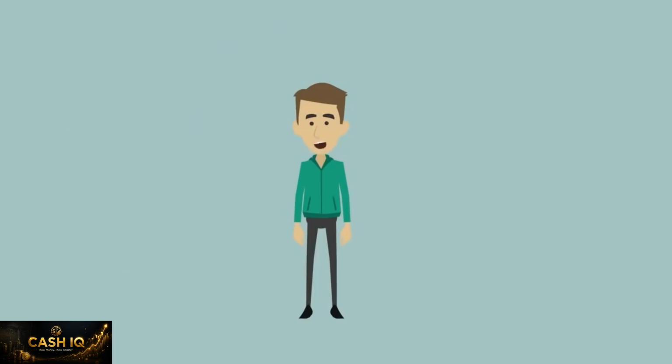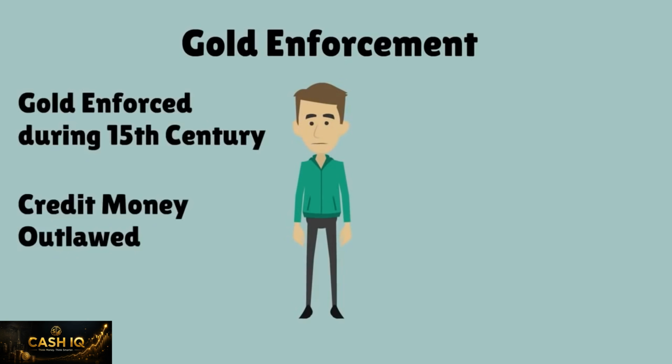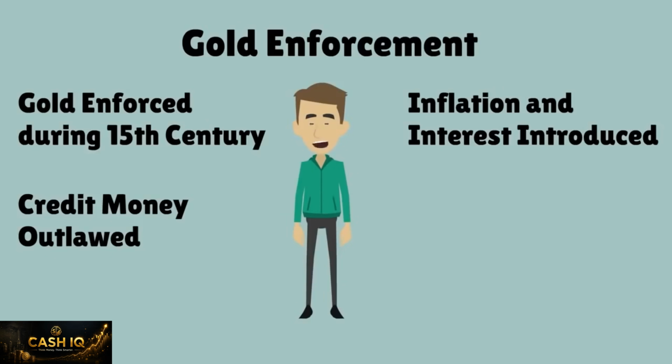So why did we start using gold and silver to trade our goods and services with? We were forced to. During the 15th century, leaders across Europe and China started declaring gold and silver as the only legal tender for paying taxes, and outlawed credit money. From that point onwards, inflation and interest became part of our society.